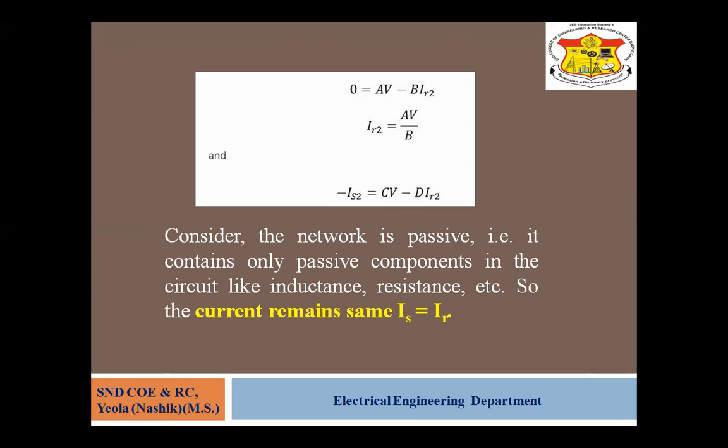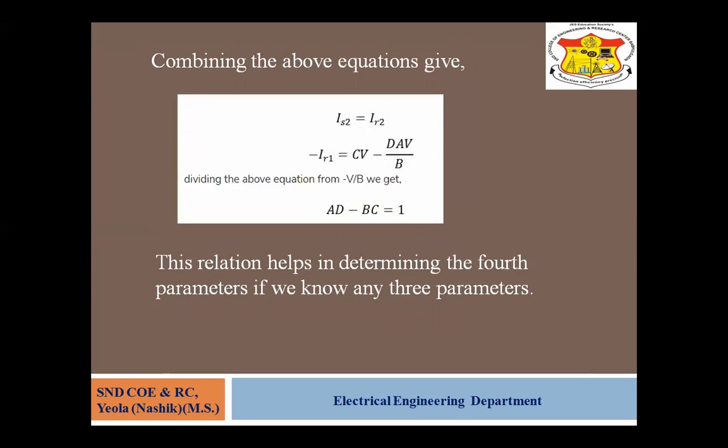Consider the network is passive, that is, it contains only passive components like inductance, resistance, etc. So the current remains the same. The sending end current is equal to the receiving end current. By combining the above equations, we get IS2 equal to IR2. Next, minus IR1 is equal to C into V minus D into A into V divided by B. Dividing the above equation by V by B, we get AD minus BC equal to 1.